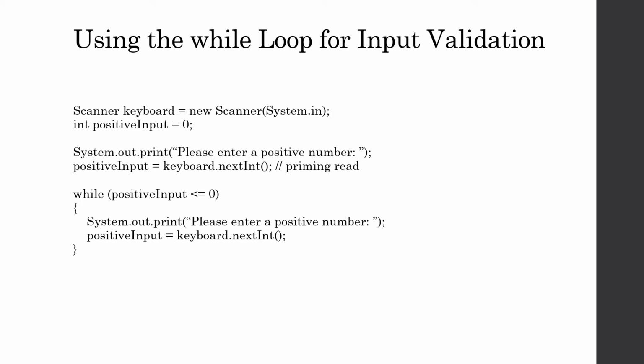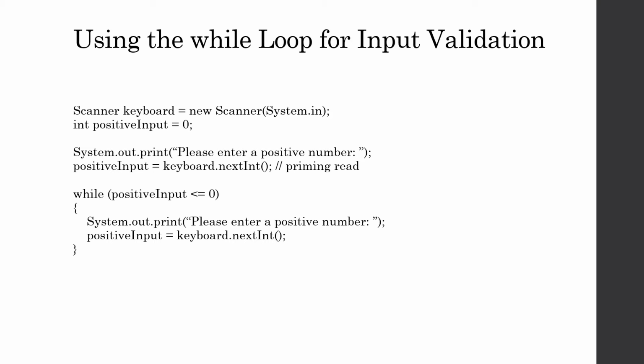We'll then go ahead and say that while our positiveInput is less than or equal to 0, so in this case we are assuming that 0 is neither negative nor positive, so we specifically need a number that is 1 or greater. So if they give us a value that does not meet the requirements, so this is basically the opposite of what we wanted, which was that the number would be greater than 0.